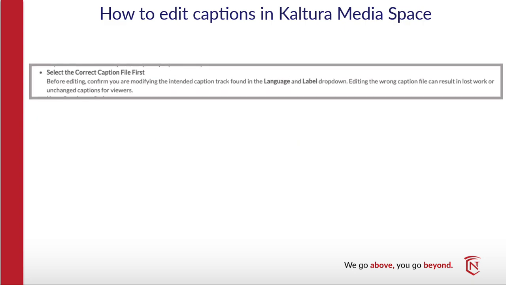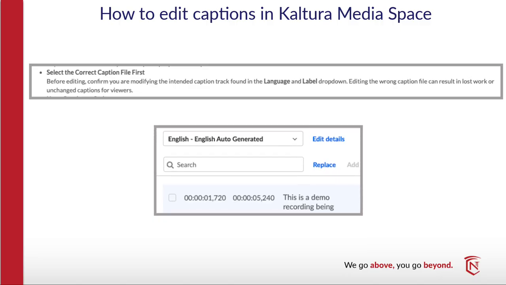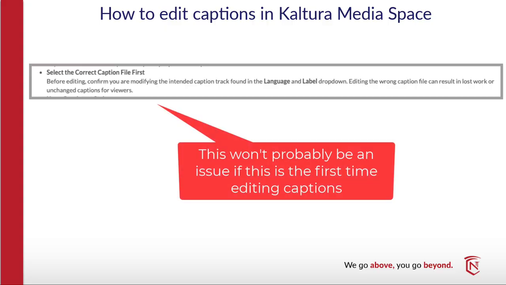Next, select the correct caption file first. This can be found in the Edit Details dropdown. Before editing, confirm you are modifying the intended caption track found in the Language and Label dropdown. Editing the wrong caption file can result in lost work or unchanged captions for viewers. This will probably not be an issue if this is your first time editing, since there will only be one choice.